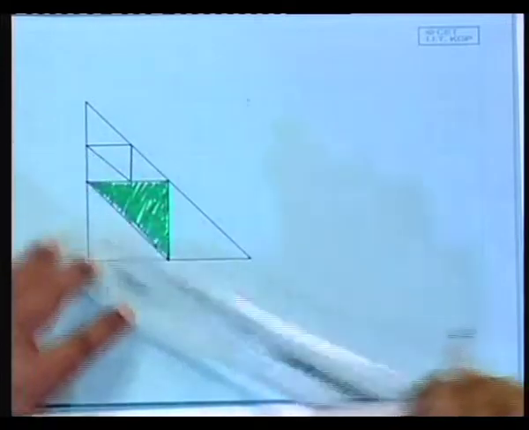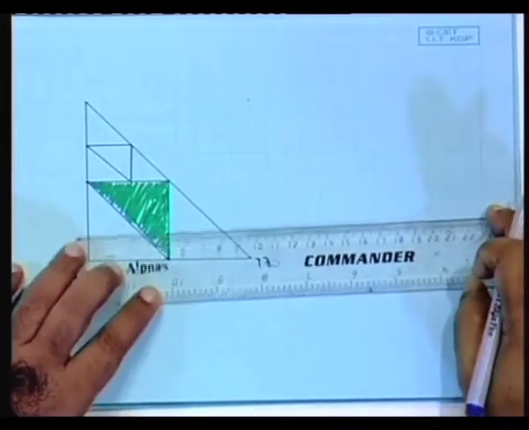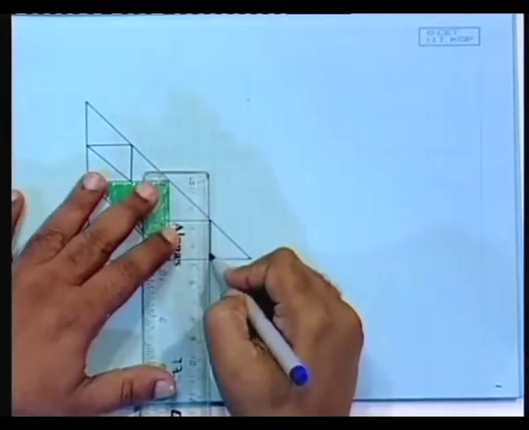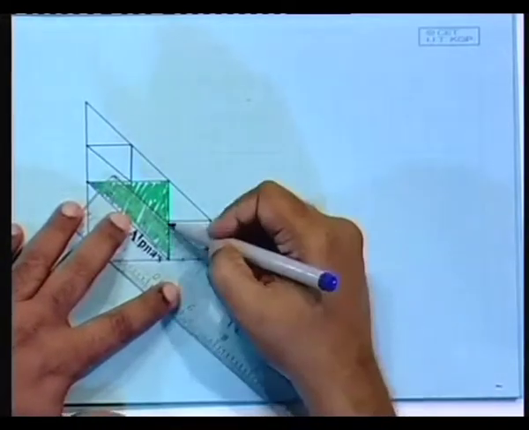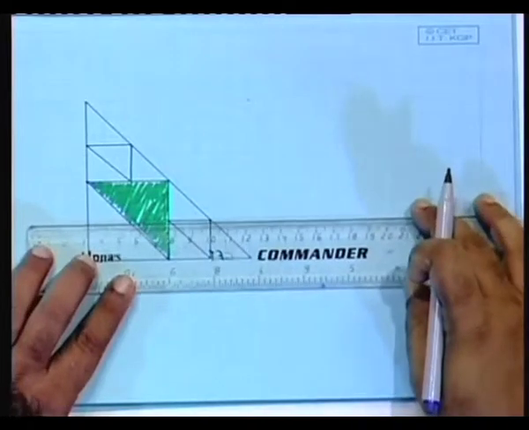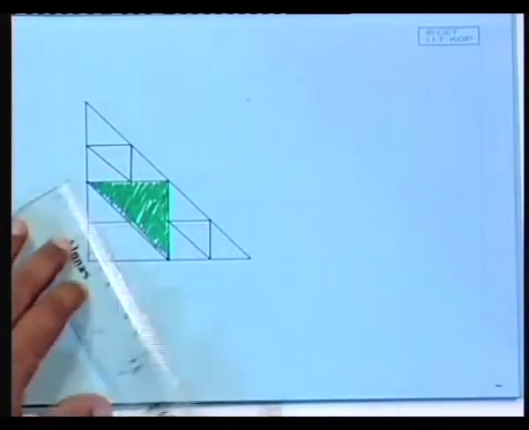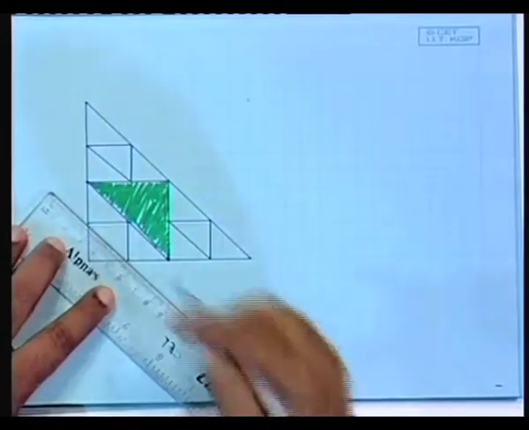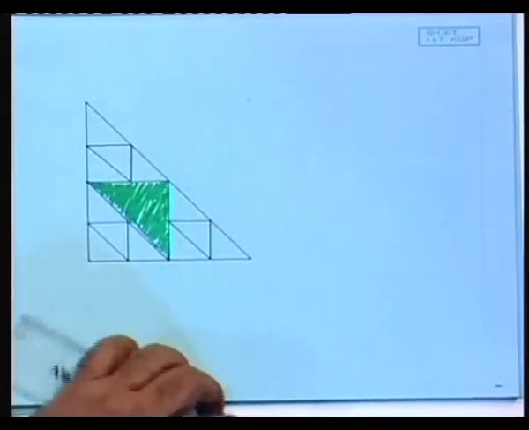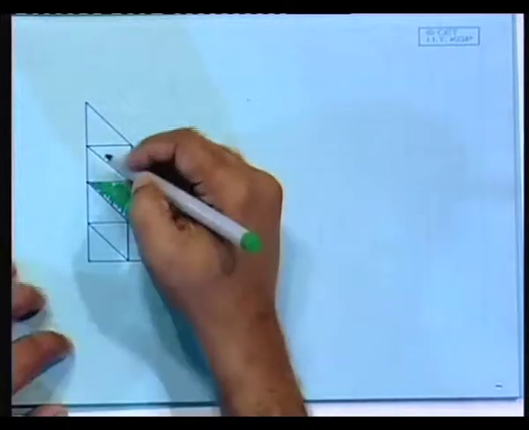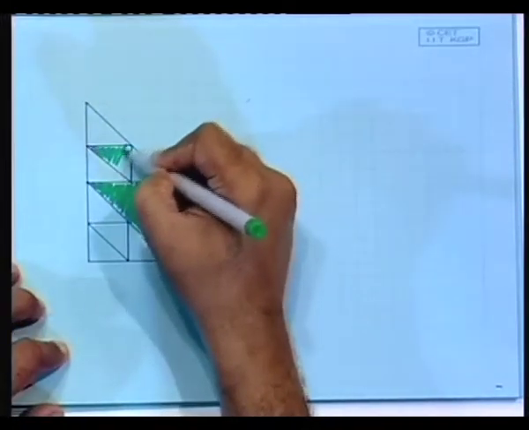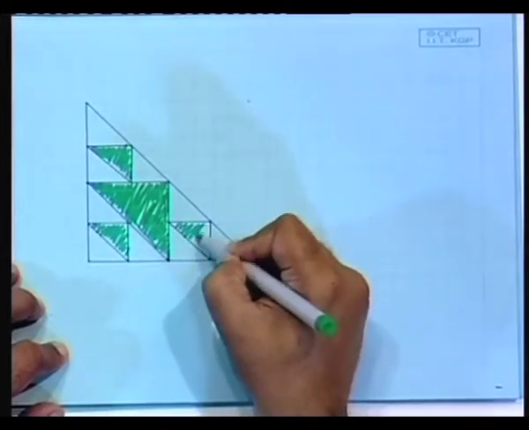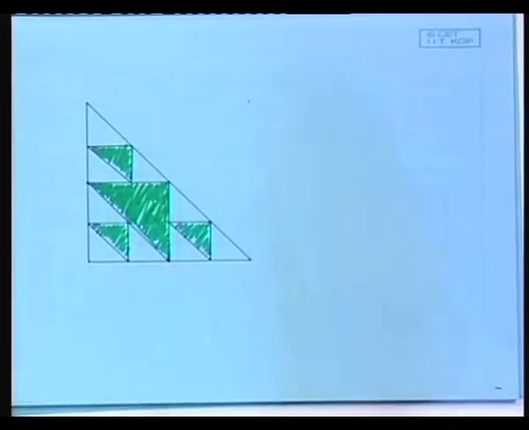So, here this is removed, here this is removed, and here this fellow is removed. So, this is the second iterate of that procedure, where we are removing this part, and this part. In the third step, we will remove even further.